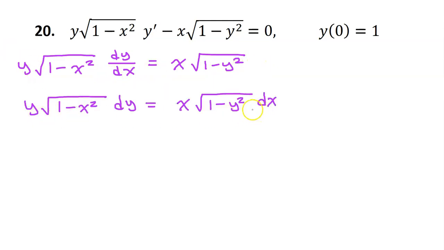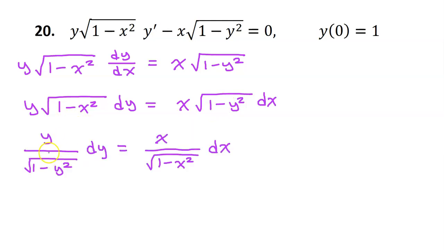So now I have this. I want all of my y's on the left and x's on the right. So I really want this radical 1 minus x squared to be over here. And I really want the 1 minus y squared square root to go over here. So let's divide both sides of the equation by each of these radicals. So the radical 1 minus x squared is going to end up in the denominator over here, and the radical 1 minus y squared will end up in the denominator over here.